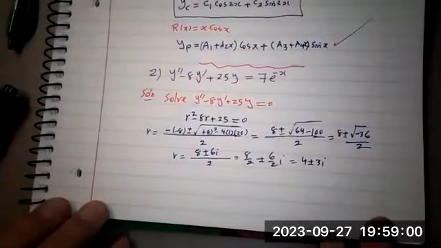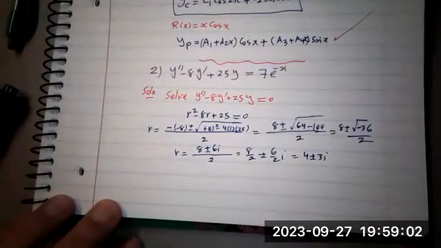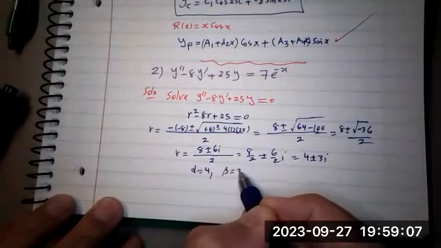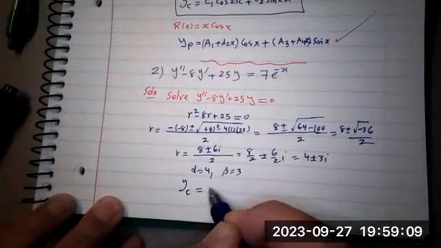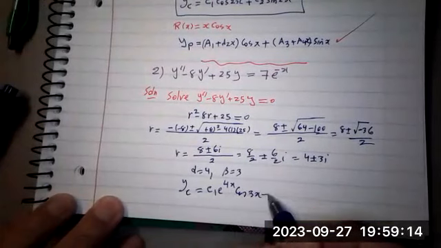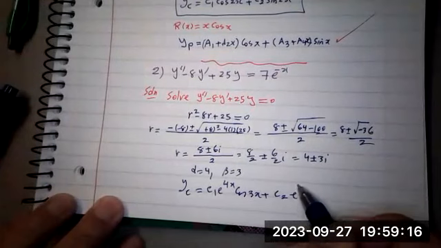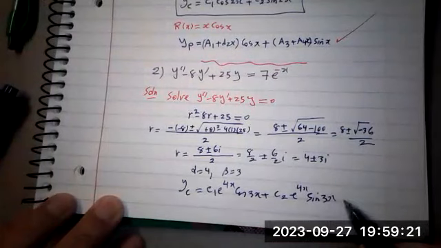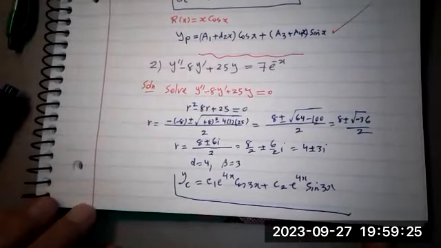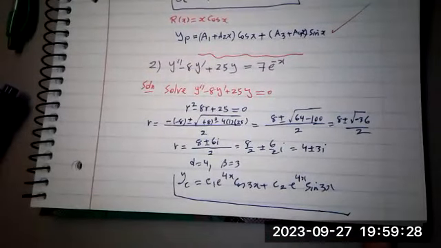So this means there is no repetition here, but we have to write it down. Alpha is 4, beta is 3. So the YC would be C1 e to the 4x cosine of 3x plus C2 e to the 4x sine of 3x. This is your YC. Now bring r of x and find the YP.